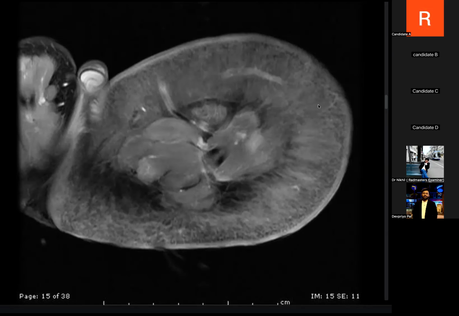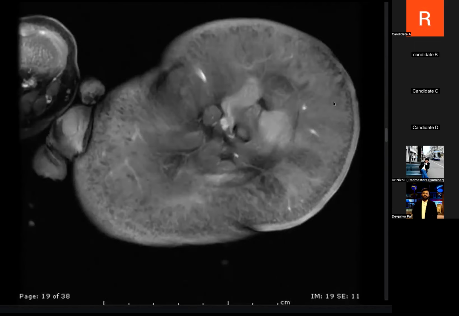Can this be a hemangioma? Can this be an infantile hemangioma? If yes, why? If no, why? Infantile hemangioma should show T2 high signal diffusely, and it should also show vascular enhancement and progressive contrast enhancement, which I cannot see here. Okay.